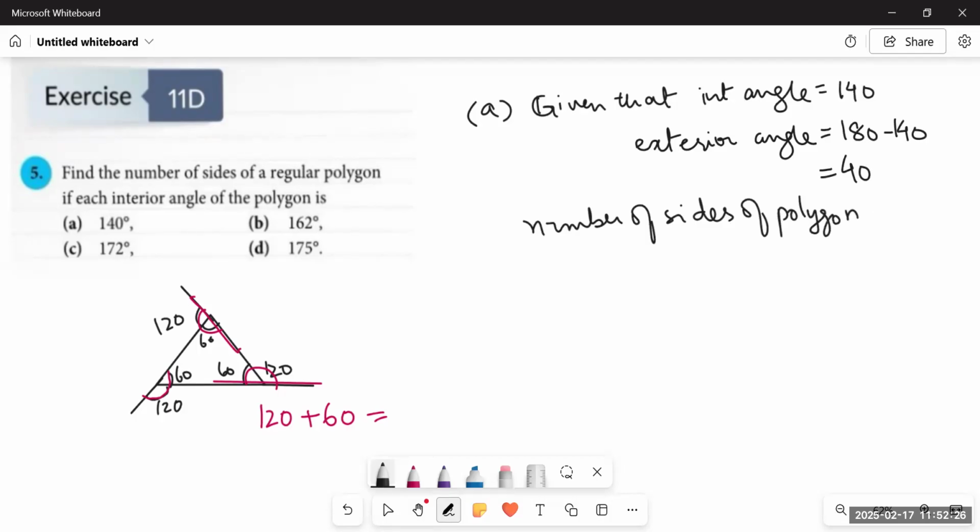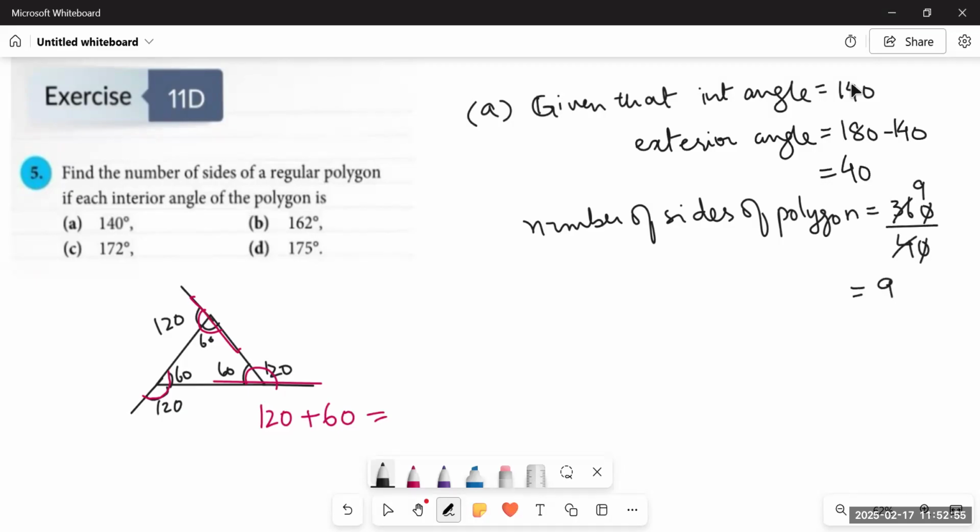So the number of sides of the polygon would be 360 divided by 40. The same recipe we followed in question number 4, because if we are provided with the exterior angle, all we need to do is simply divide 360 by the given exterior angle to find the number of sides of that particular polygon. 4 ones are 4, 4 nines are 36. It means the number of sides of the polygon would be 9.